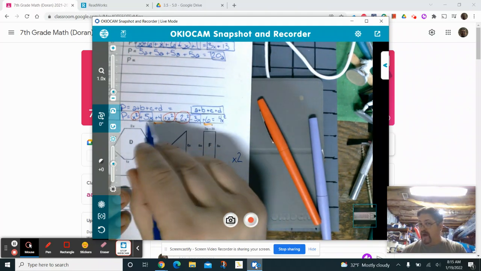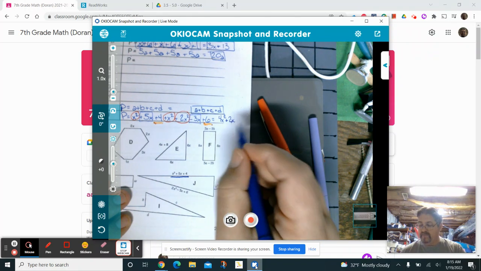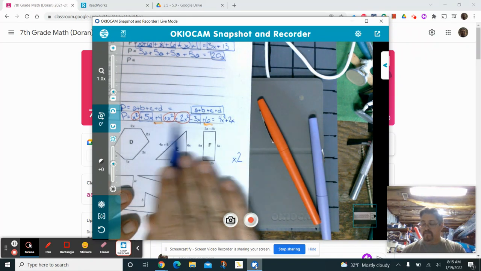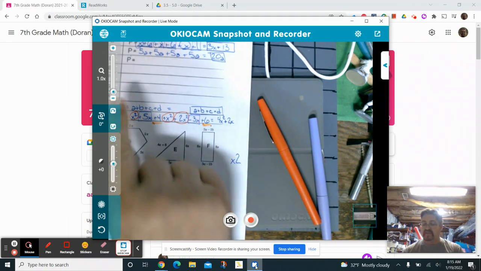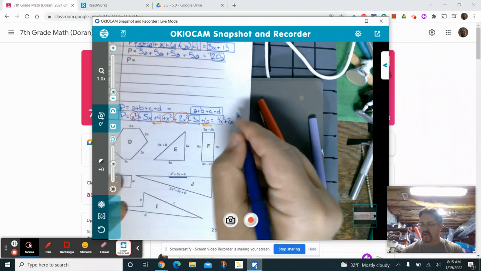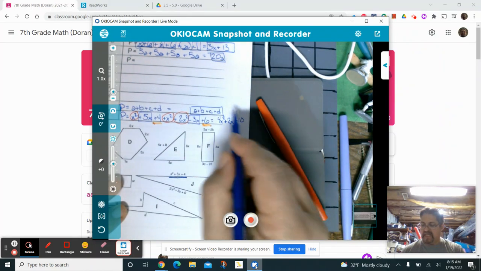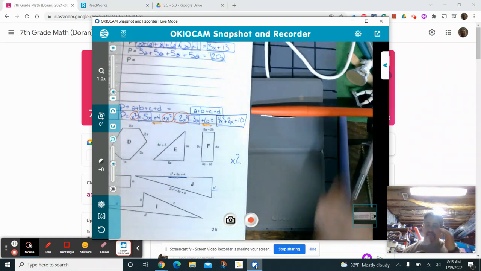All right, so it's a positive 2, right? So we're going to go plus 2x. Then we have plus 4 plus 6. What's 6 plus 4? Start with 6, 7, 8, 9, 10. Boom. Shakalaka. That is it. We got this.